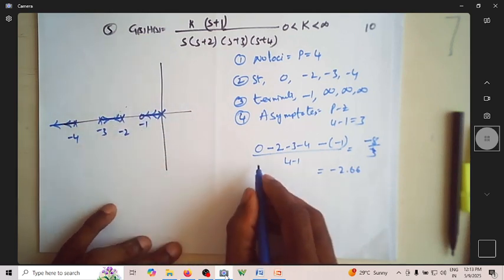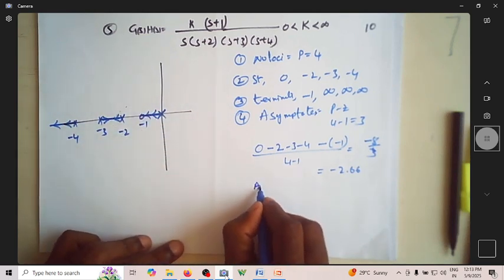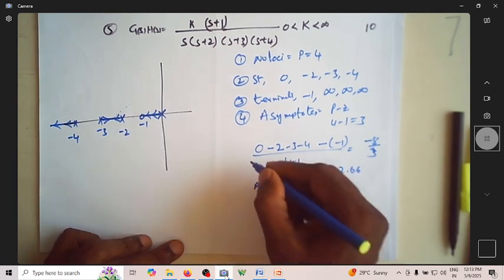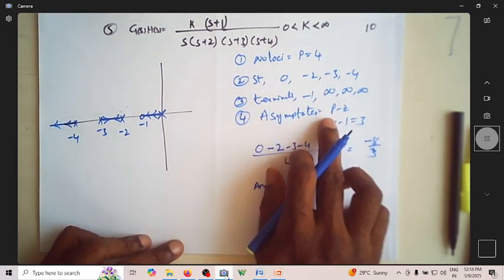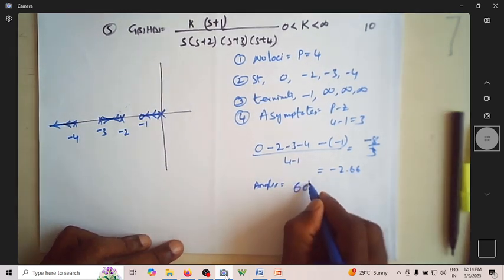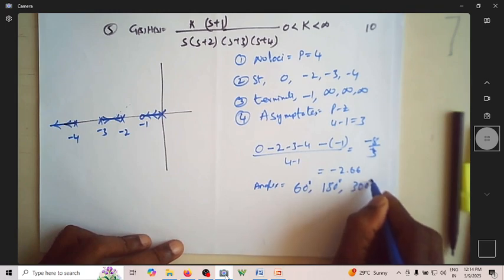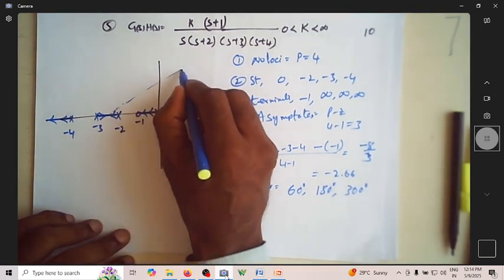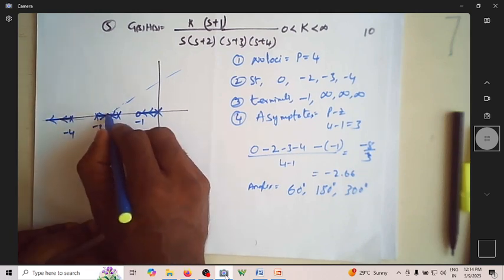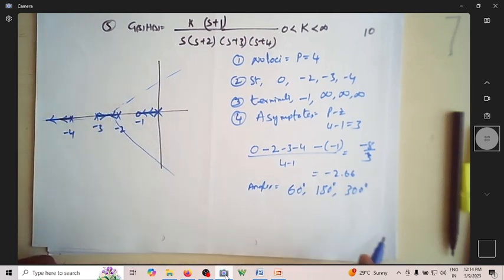So of course, the angles are, because you have 3 asymptotes, 60 degree, 180 degree, and 300 degree. So this is 60 degree, 180 degree, and 300 degree.